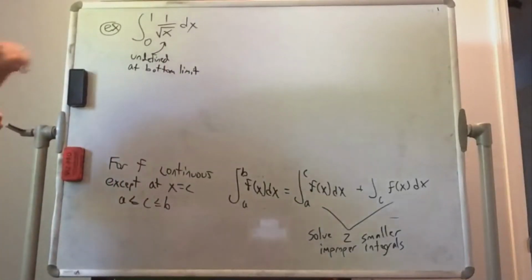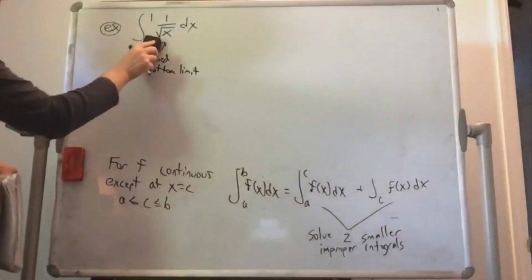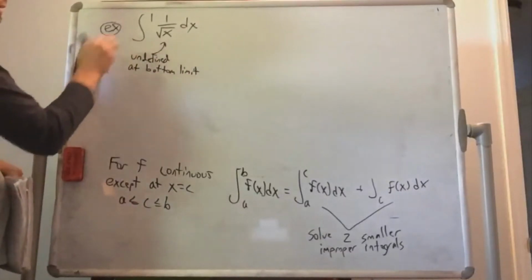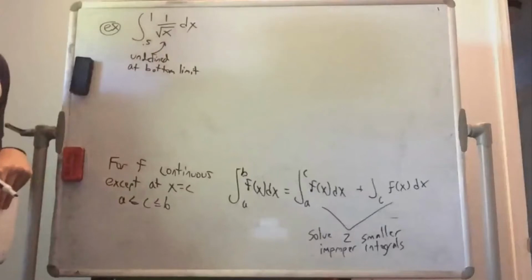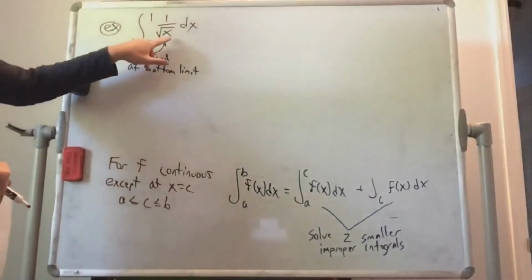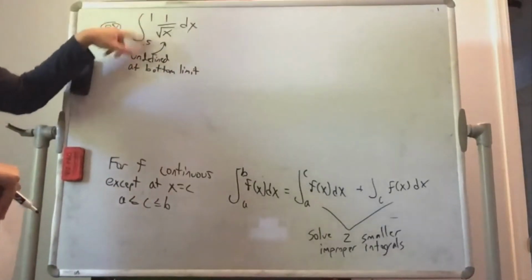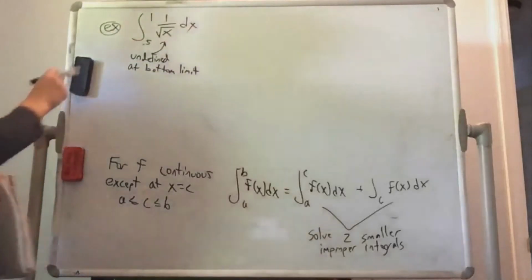All right, so just again, quick note, if you had integrated this thing from, say, 0.5 to 1, you wouldn't have to worry about it, right? There's a 0 undefined point, yes, but it's not in the range, so just proceed as normal.